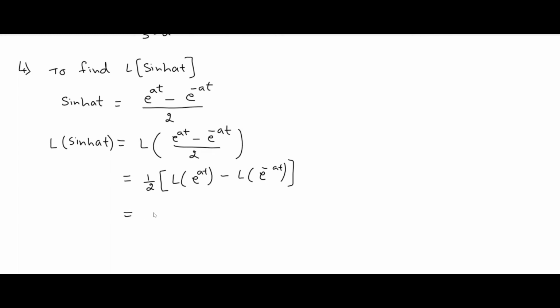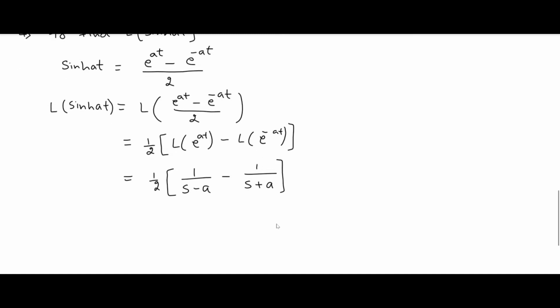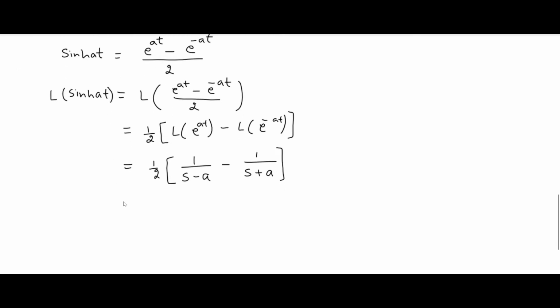So that will be equal to 1 by 2 times of, we know the Laplace transform of e power of at to be 1 by s minus a, and minus the Laplace transform of e power of minus at can be written as 1 by s plus a. So that can be further written as 1 by 2 times of. So we can take the LCM. In this case the LCM will be (s minus a) into (s plus a).